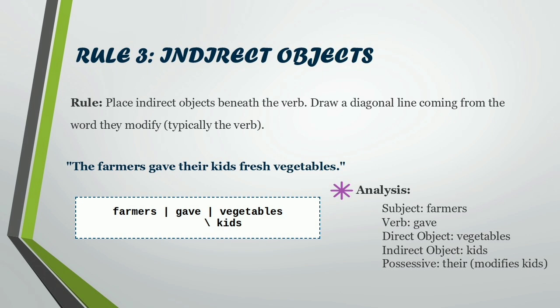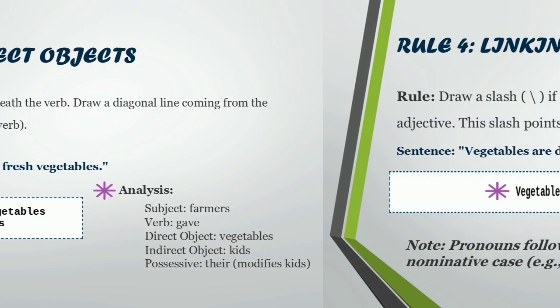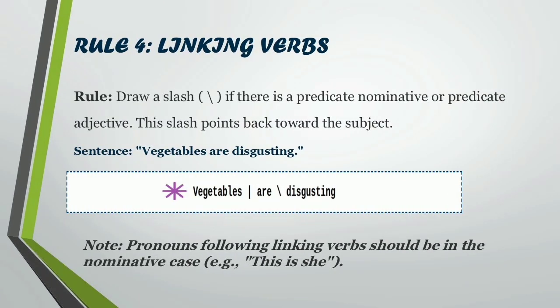Rule 3 covers indirect objects. Let's look at the sentence, "The farmers gave their kids fresh vegetables." Our core baseline elements are the subject farmers, the verb gave, and the direct object vegetables. But who received those vegetables? The kids did, making kids our indirect object. To diagram this, drop a slanted line down from the verb gave, then transition it into a horizontal line to hold the word kids. Notice that the possessive modifier there hangs on a slanted line branching directly beneath kids.